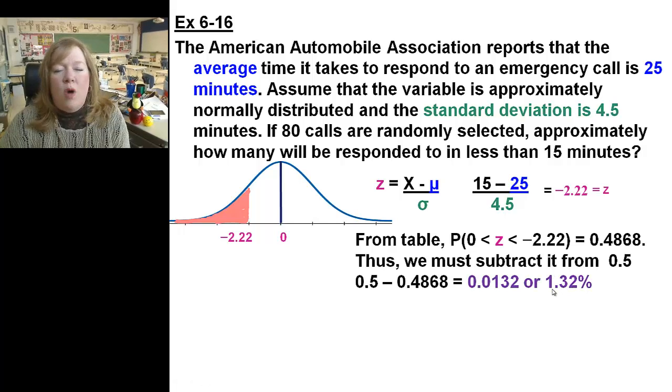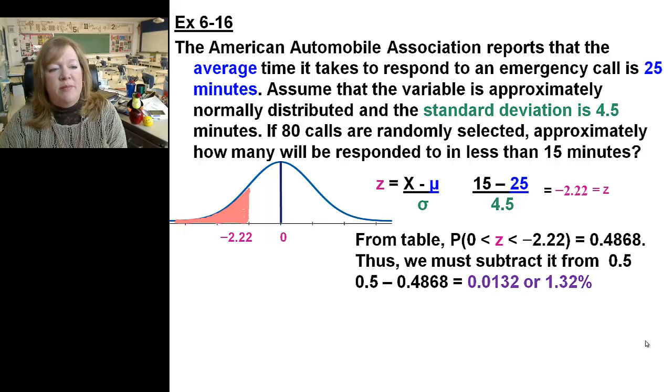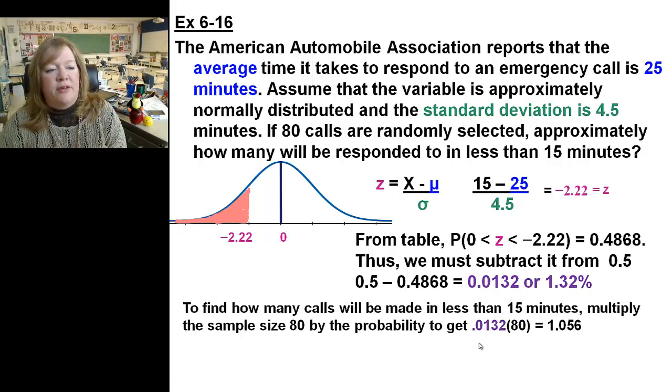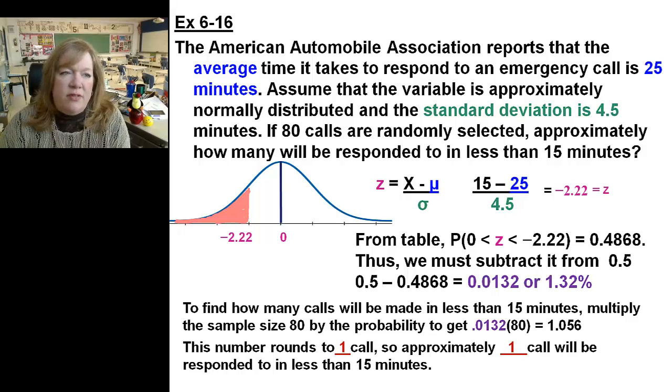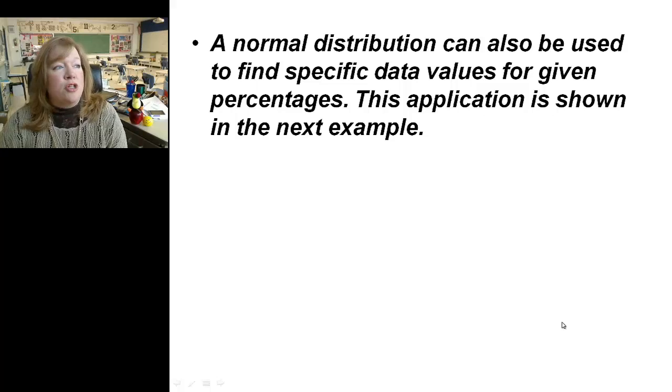So it's going to be 1.32%. Not very many, is it? So if 80 calls are selected at random, here's our percent, 1.32% of 80. All you do is multiply those two together, and you end up with 1.05. So approximately one call would be responded to in less than 15 minutes. That's a real shame. You would hope that it would, that's why you might want to be able to protect yourself. All right, normal distribution can also be used to find specific data values for given percentages.